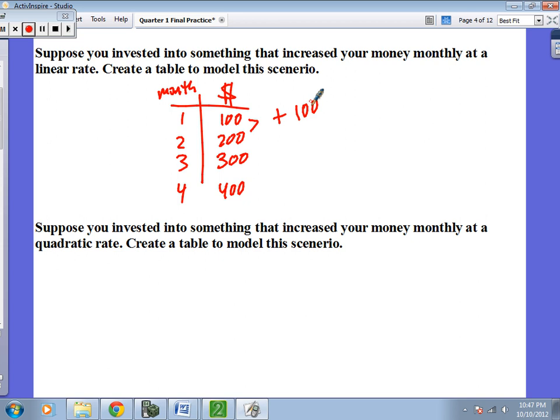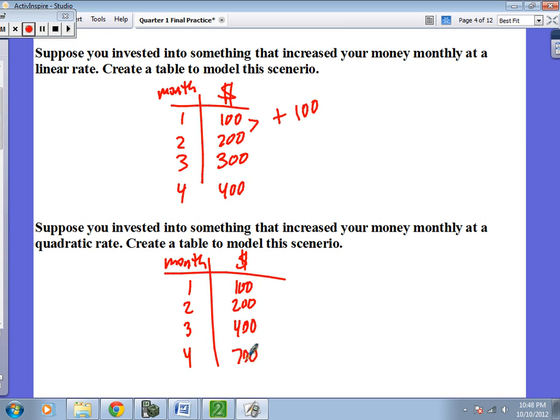Now same thing except for a quadratic rate. This is going to be month. This is going to be money. Let's do 1, 2, 3, 4. Month 1, maybe I got $100. Month 2, maybe I got $200. Now month 3, I'm probably gonna get $400. And then month 4, maybe I'm gonna get $700. And I'm gonna be kind of specific on this.